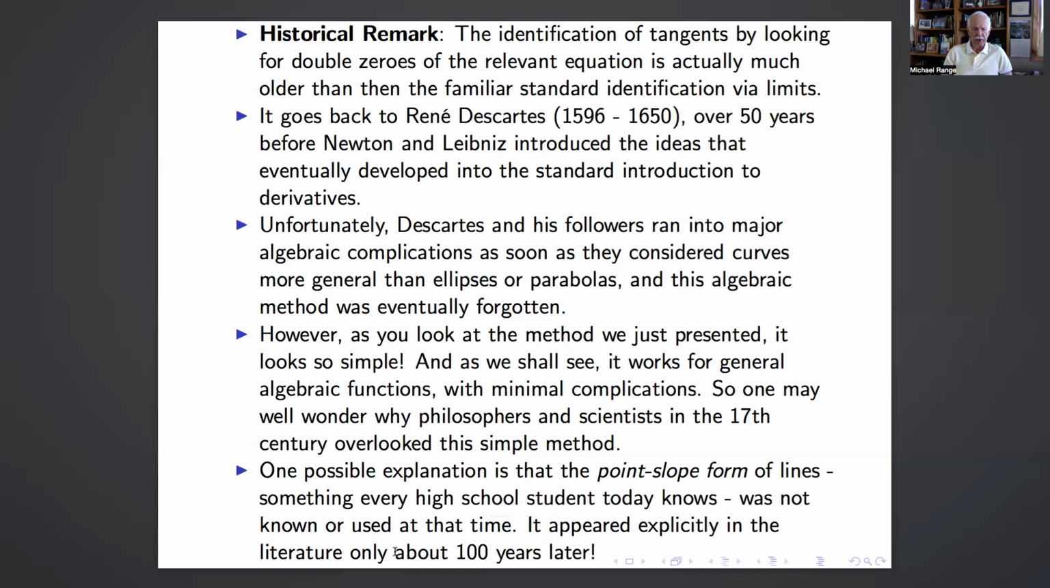One possible explanation is that the point-slope form of lines, something that every high school student today knows, was not known or used at that time. In fact, this point-slope form appeared explicitly in the literature only about 100 years later. Perhaps we can say that philosophers and scientists were just so under the spell of Euclid, who had introduced the axiom that a line is defined by two different points, that they had a difficult time accepting the idea of introducing a line just in terms of one point and its slope.